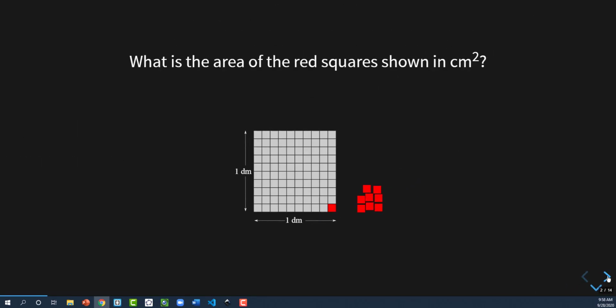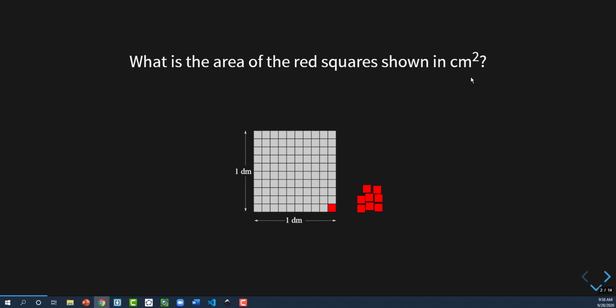Here's the first question. What is the area of the red squares shown in centimeters squared? You look at these red squares and say, well, I really can't tell how big they are, but then down here it shows you that one of these little red squares would fit in the way shown into a big decimeter squared. Well, you can tell what this length dimension is here because there are 10 centimeters in a decimeter. So this little red square must be a centimeter square.